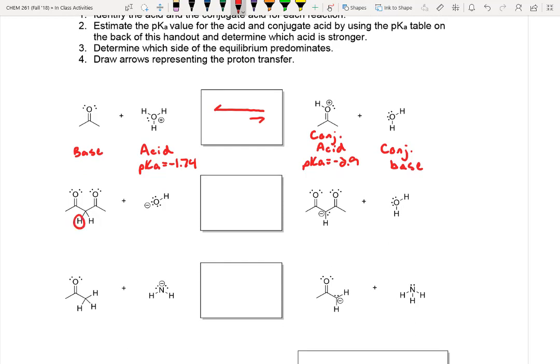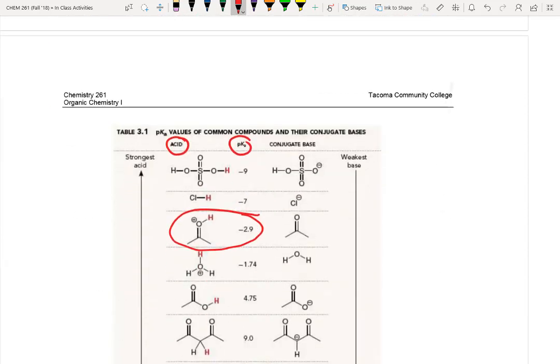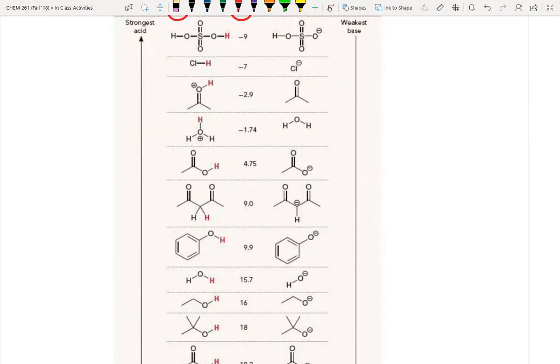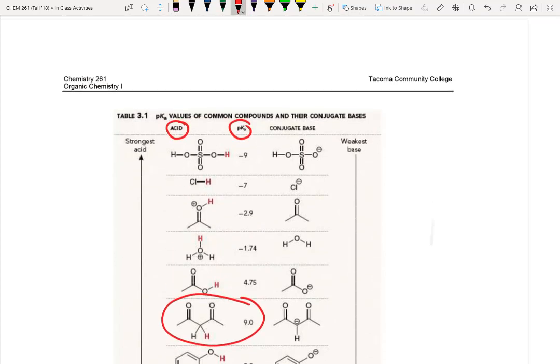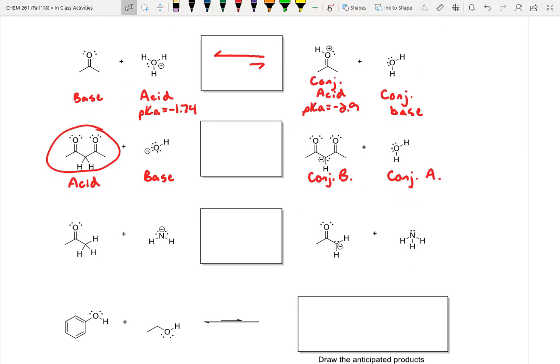Next one, we're looking at one of these protons getting removed over here. That means that this must be our acid. And on the right-hand side, this must be our conjugate base. I'll just write conj B. And that means correspondingly, if the molecule on the left is our acid, hydroxide must be our base, and this must be our conjugate acid. Okay, so let's look at the pKa for this acid on the left-hand side. If we go through the chart and we try to look for it, it looks like it's down here at about 9.0. So we'll go ahead and plug that in.